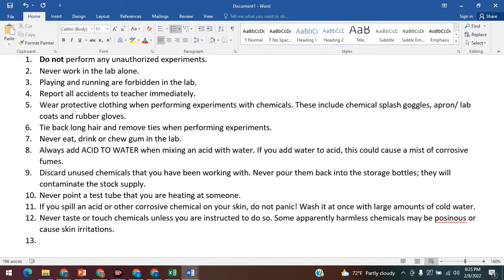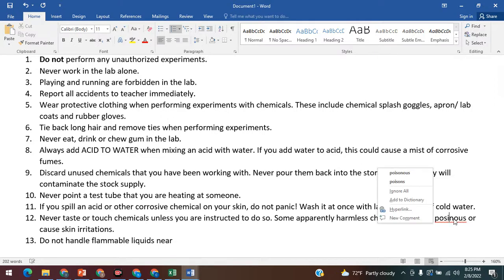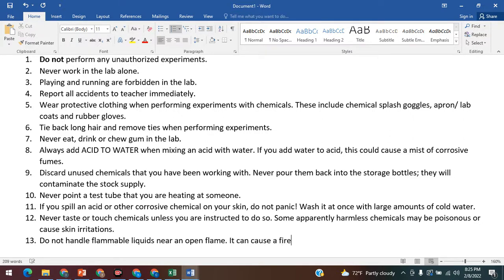Number 13, do not handle flammable liquids near the what? Oh sorry, I spelled poisonous wrong. You don't want to handle flammable liquids near what? The Bunsen burner. Near the Bunsen burner or near an open flame. You don't want to cause a fire, because it can cause a fire.